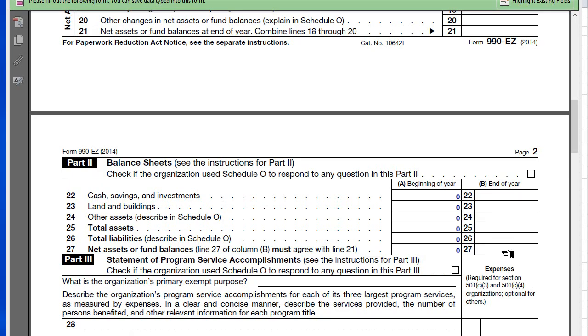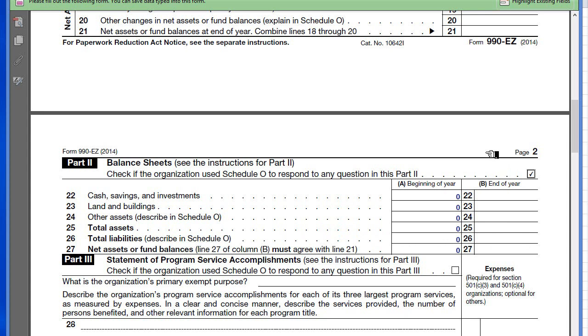And then finally, net assets. Net assets or fund balances on line 27. We'll talk more about that later. You also notice that if you have an entry on line 24, you're going to need to describe on Schedule O what's on that line. And the same thing for line 26, total liabilities. You're going to need to describe what those liabilities are on Schedule O. And you'll also need to check this box to show that you do have explanations on Schedule O.